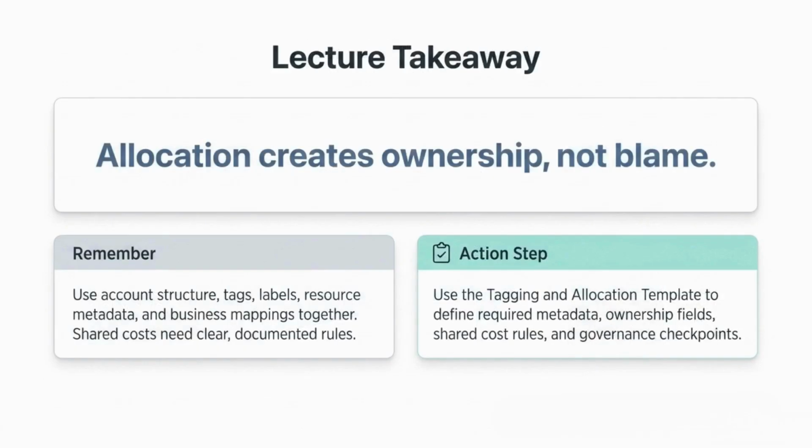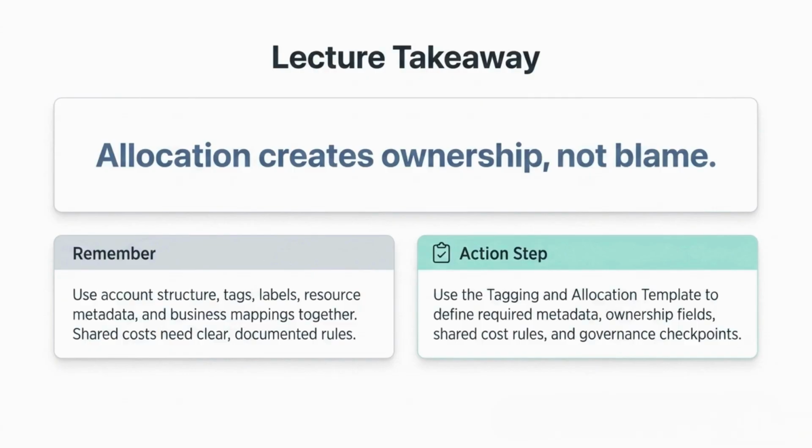The key takeaway is that allocation creates ownership, not blame. Good allocation helps teams understand the costs they influence, the shared costs they consume, and the business decisions connected to those costs. Do not rely on tags alone. Use account structure, resource hierarchy, tags, labels, telemetry, and business mappings together. For shared costs, choose a rule that is explainable and useful, then improve it over time.